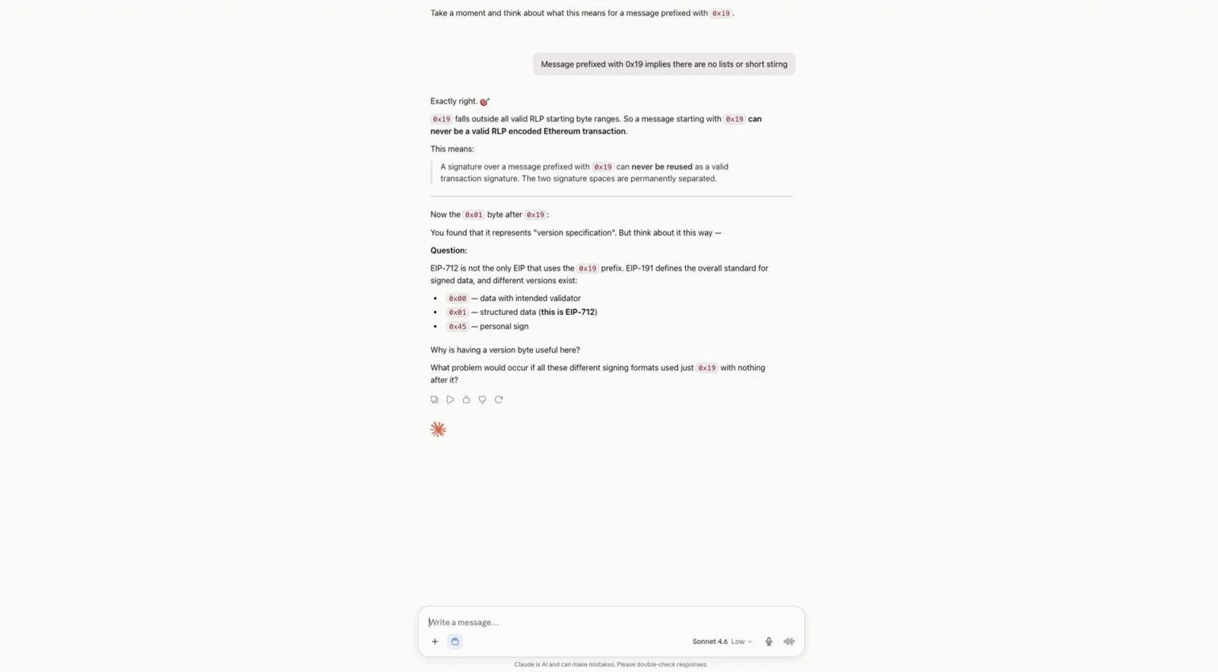Now the 0x01 byte after 0x19, you found that it represents version specification. But think about this. EIP-712 is not the only EIP that uses the 0x19 prefix. EIP-191 defines the overall standard for signed data and different versions exist: 0x00 data with intended validator, 0x01 structured data, that is EIP-712, and 0x45 personal sign. Why is having a version byte useful here? What problem would occur if all these different signing formats used just 0x19 with nothing after it? So what problem would occur?